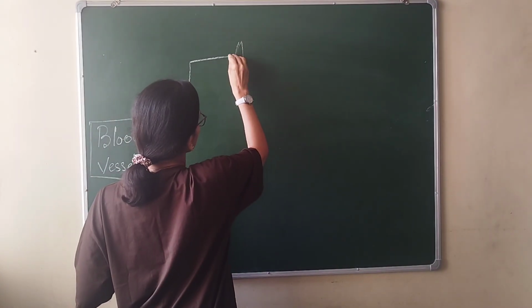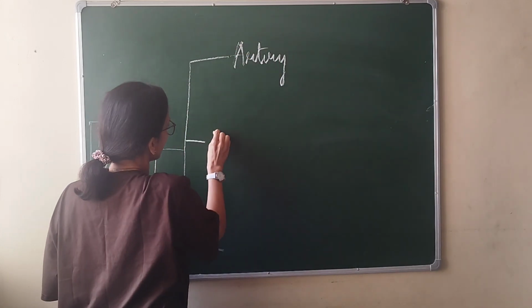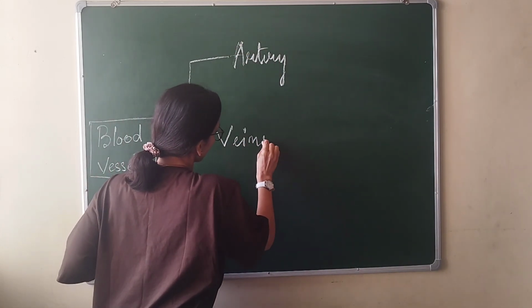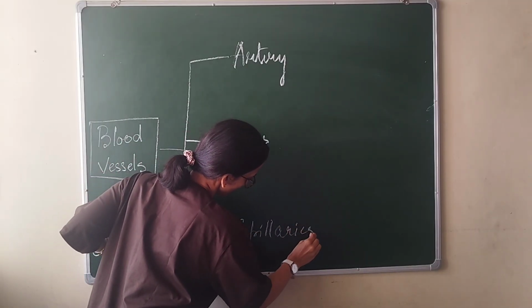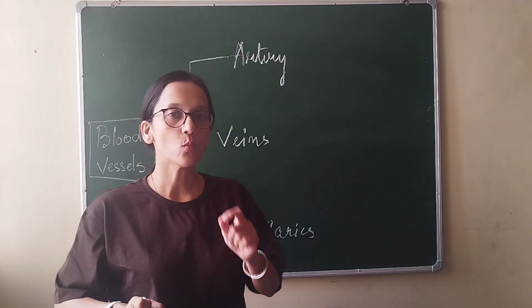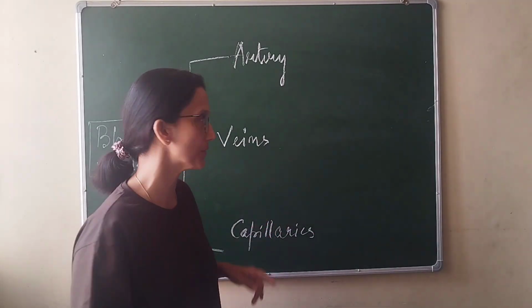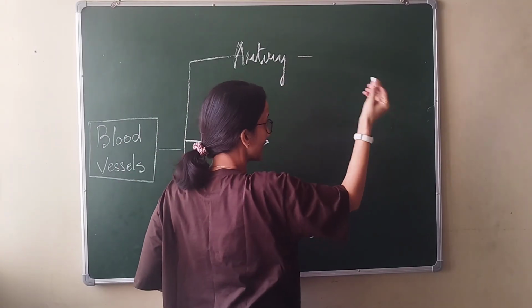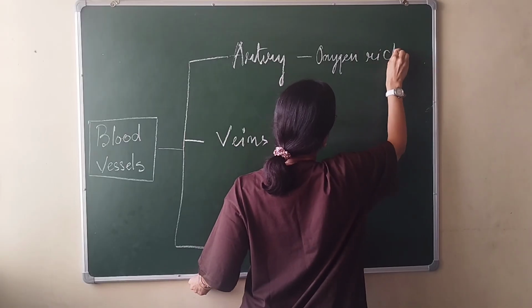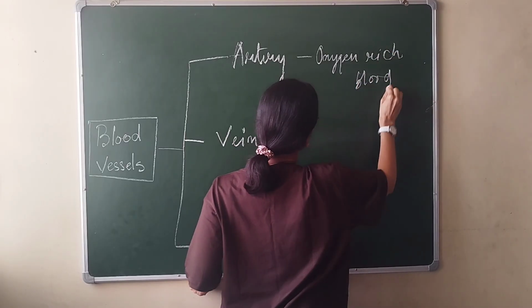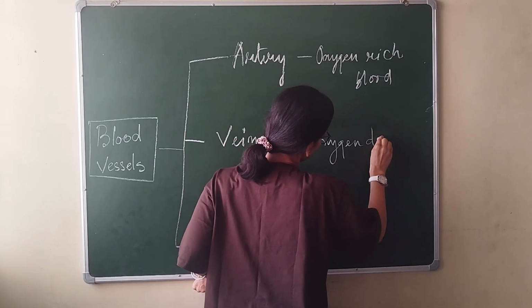Number one, artery, veins and capillaries. Now let's quickly make one point of difference that will always help us to remember their functions. The point of difference is: artery always carries oxygen rich blood, whereas the veins carry oxygen deficient blood.